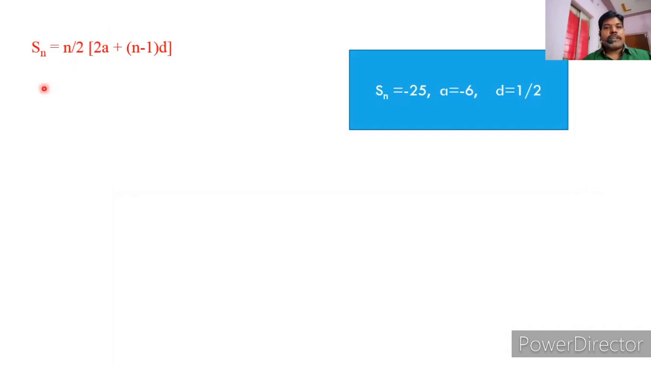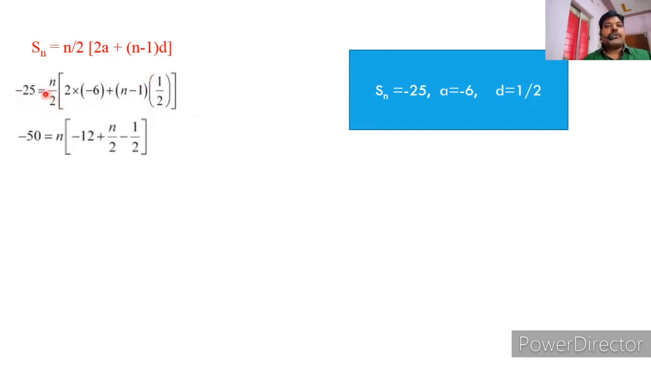So we will substitute that step by step. What is the Sn? Sn is equal to minus 25, replace that. N by 2 into 2 into a, the a value is minus 6, replace that value here. Plus n minus 1 into, what is the d? D is equal to 1 by 2, replace the value here. All are understood, students? So just replace that value. Next, n by 2 is there, take the 2 to this side: 2 into minus 25 will become minus 50, that is equal to n into 2 into minus 6, which is minus 12, plus n minus 1 into 1 by 2.